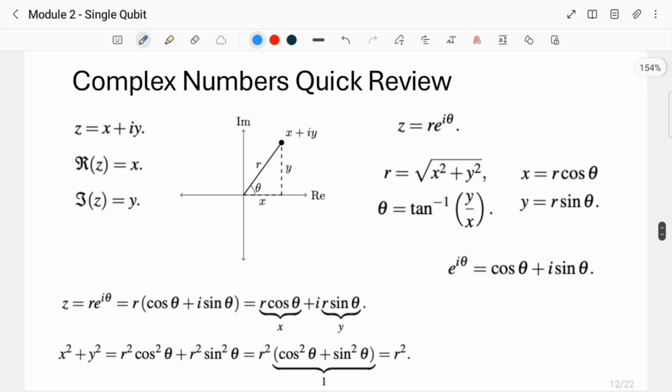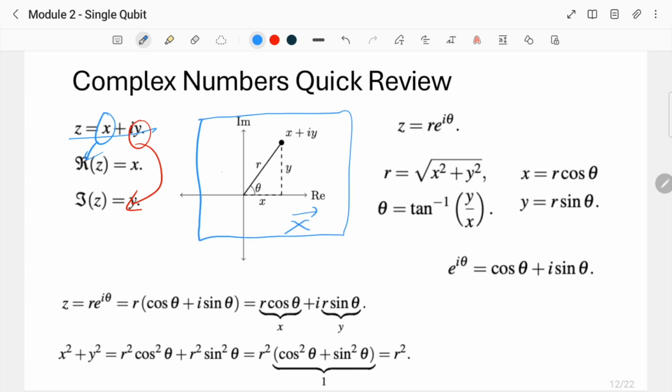I hope you are all quite familiar. We present a complex number z as x plus iota y, where this is the real component and this is the imaginary component. This is similar to the Cartesian plane. We represent the real numbers on the x-axis and imaginary numbers on the y-axis, and this is quite trivial. The real component becomes r cos theta, and the imaginary component is r sin theta. This is how it is represented in the polar form. So this is the polar form and this is the Cartesian form.